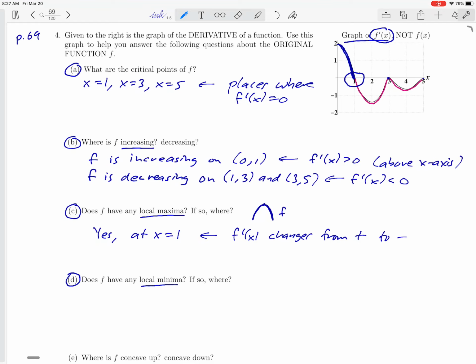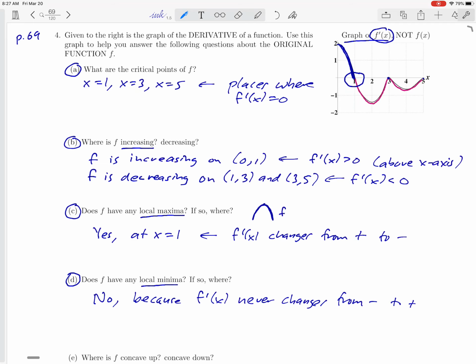Well, I don't see any. What do you think? I don't see any places where the graph goes from below to above. And so it looks like our answer is no. There are no places where f has a local minimum. Okay, and our reason will be our derivative graph never changes from negative to positive.